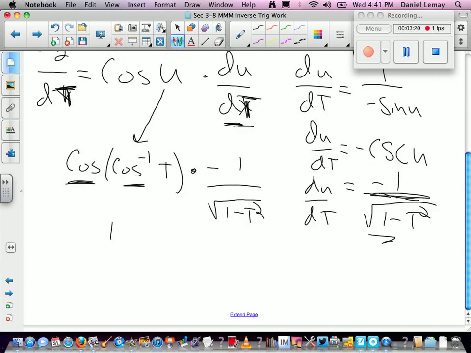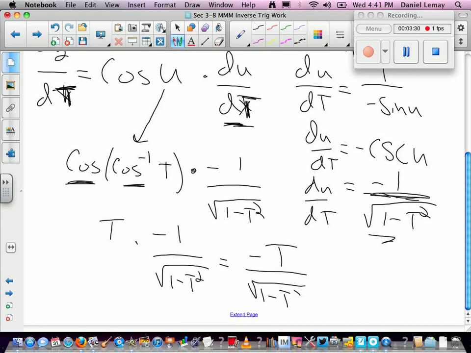So that gives me t times negative 1 over the square root of 1 minus t squared, which is negative t over the square root of 1 minus t squared. I did check this on Wolfram, and they agreed. Okay, and that's how you do that problem.